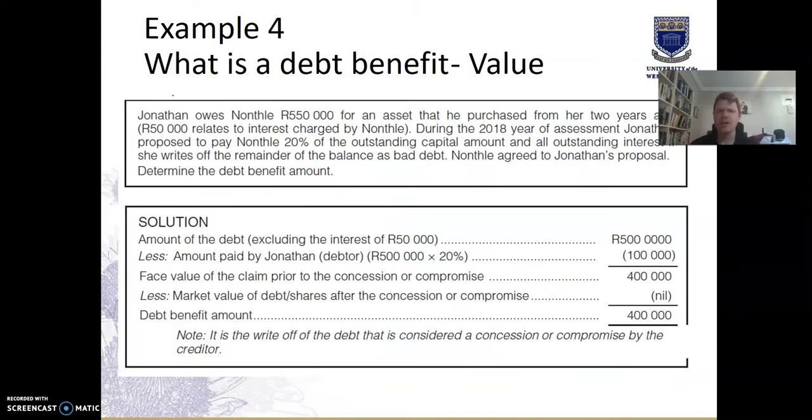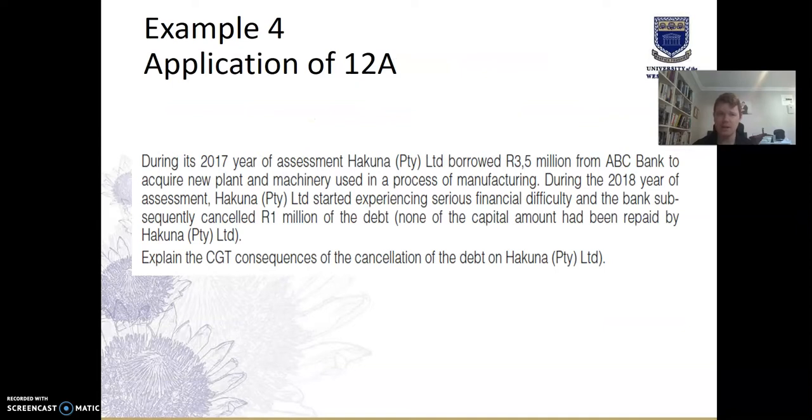Okay, so here we have a situation that I want you to read through on your own as time allows. But basically what we have is a situation where somebody forgives 20% of the outstanding amounts. What we have in this situation is to say, well, we owed 500, 20%'s been forgiven, so that is the 100. Okay, we're paying 100. Sorry, everything else is forgiven. So it was 500, we paid 100, and that means that 400 of it was forgiven. That's going to be the debt benefit amount. I think that's quite an easy example to start off with.